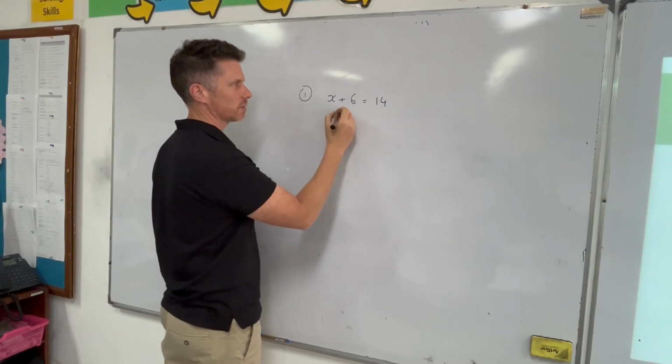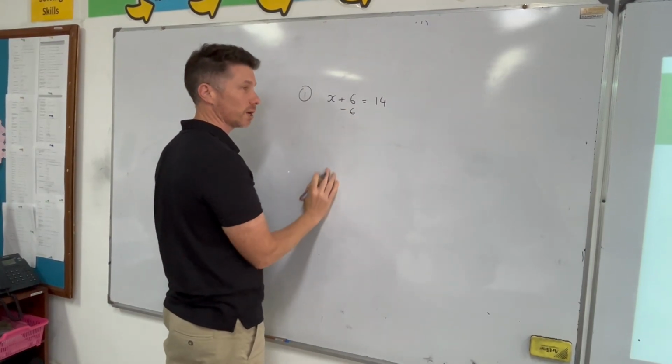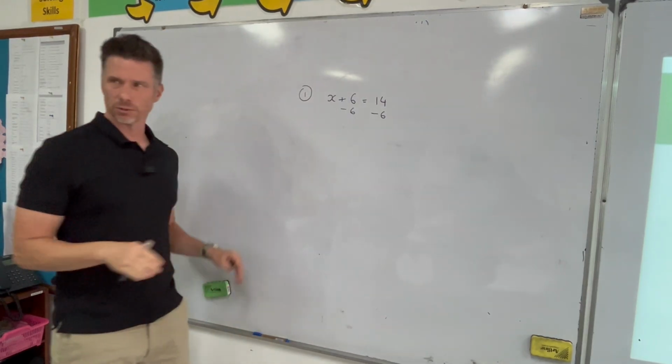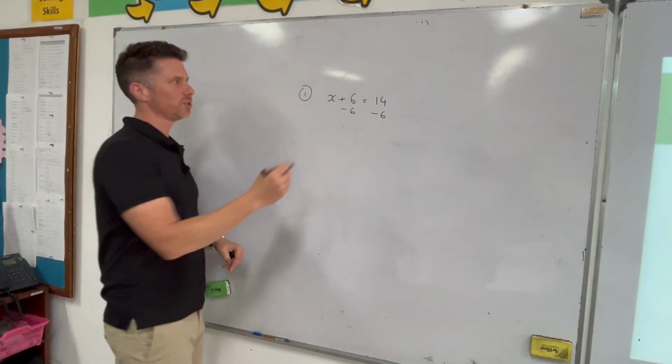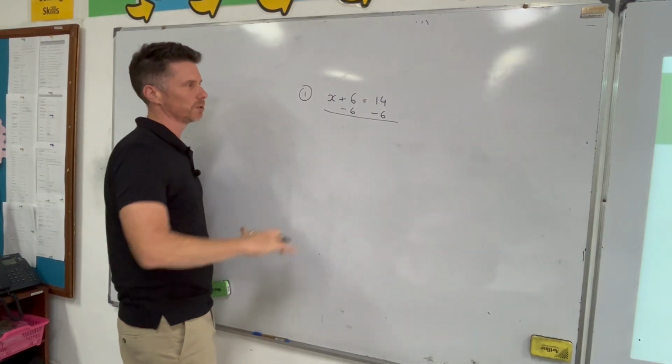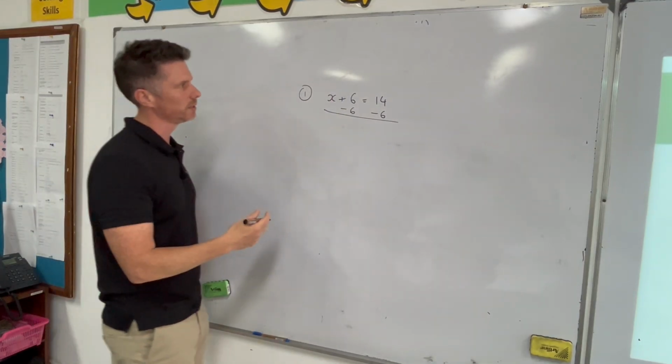I've added 6 to x, so I really want to get rid of that. So I subtract 6 to cancel it out, and make sure to do it to both sides to balance the equation. I draw a line underneath. Remember, the equal sign is kind of our balance point. So if we do something to the left, we must also do it to the right.